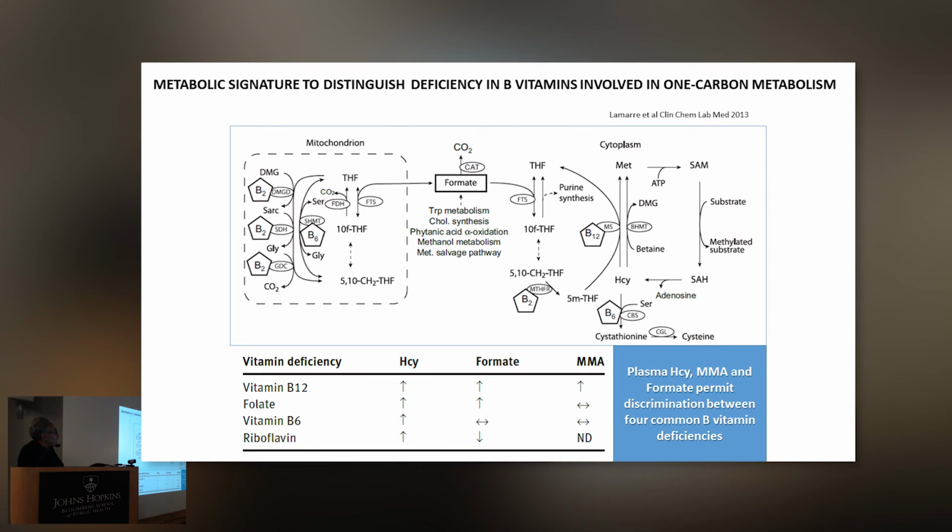You can use a similar approach, let's say, to understand the metabolome of B vitamins. If you just take three metabolites, homocysteine, formate, and methylmalonic acid, the changes that you see can help you identify what deficiency is actually occurring. You can distinguish between vitamin B12, folate, or B6 and riboflavin deficiency, depending on how these have gone up and down. In the case of B12 deficiency, all of these, homocysteine, formate, and methylmalonic acid, go up. But in the case of riboflavin deficiency, only homocysteine goes up, formate goes down, and there is no impact on methylmalonic acid.